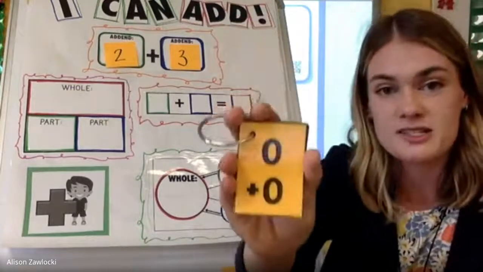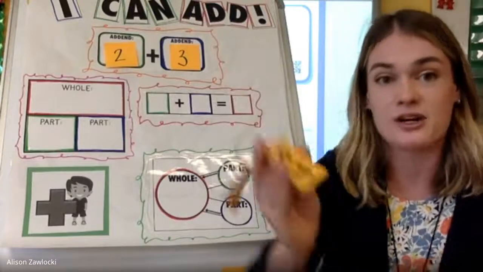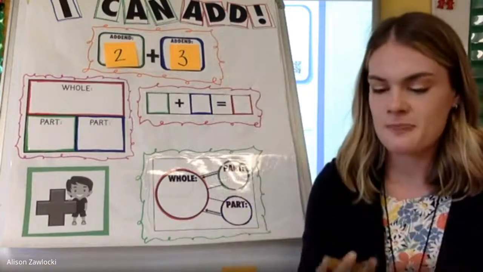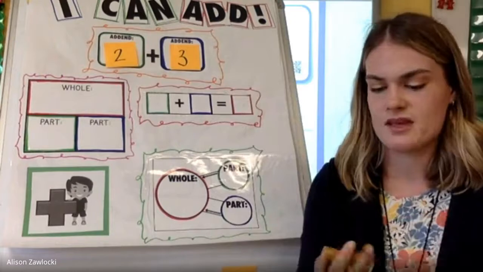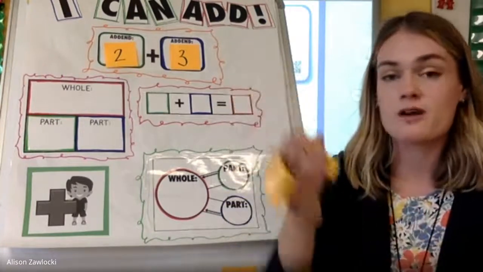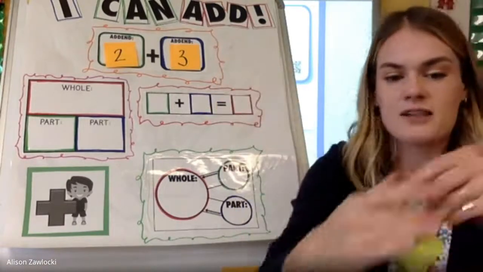All right, 0 plus 0 is 0. Remember, anything plus 0 is that number. So 0 plus 5 would be 5. Very good. 0 plus 1, 1. 3 plus 0, 3. Good. Let's do one more. 0 plus 7, 7. Good. Now let's do our 1.